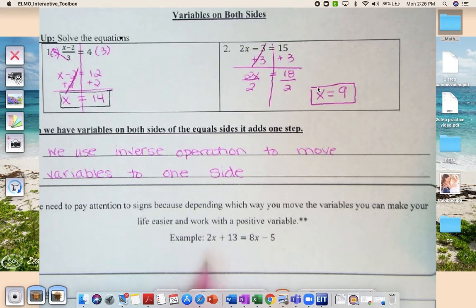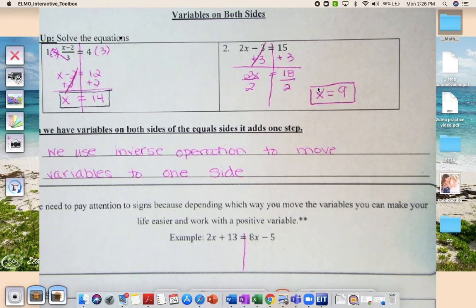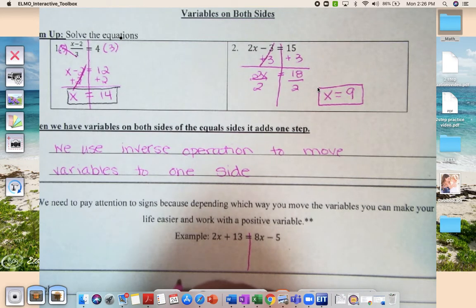So if we look at this, we have 2x plus 13 equals 8x minus 5. Again, we're crossing that equal sign, so we're using inverse operations. I could either take the 2x and move it to the right side, or I could take the 8x and move it to the left side. Both ways are going to get you to the same final answer, but one is going to keep my variable positive. If I take the 2x and shift it to the other side, 2x is currently positive, there's a plus sign in front of it that we're too lazy to write.